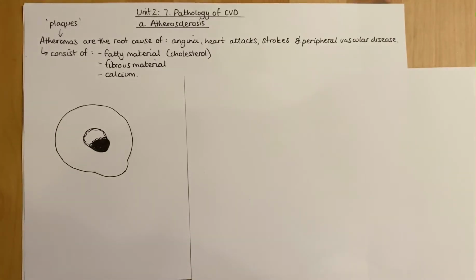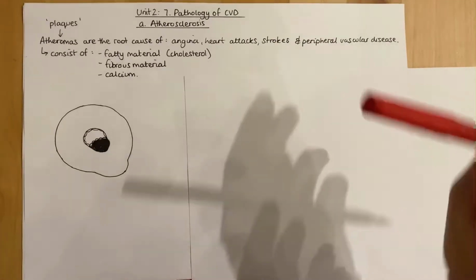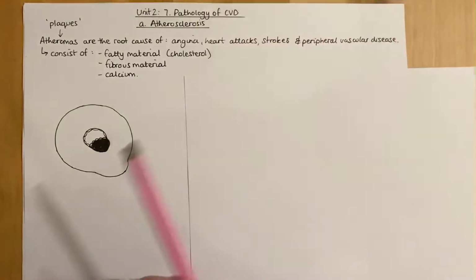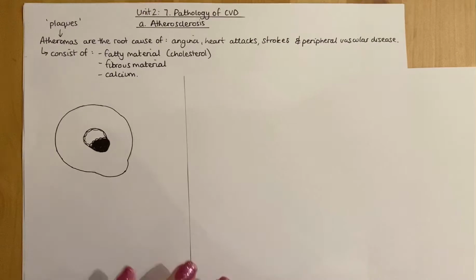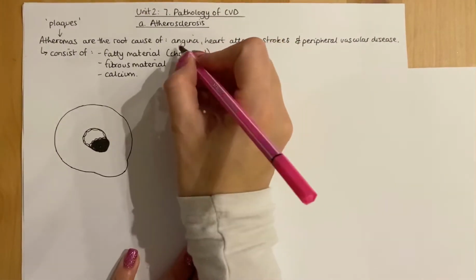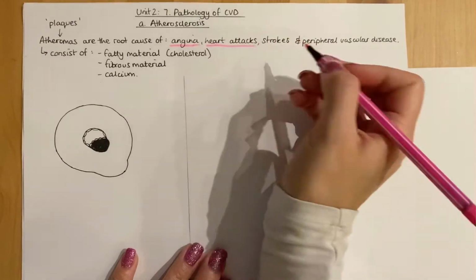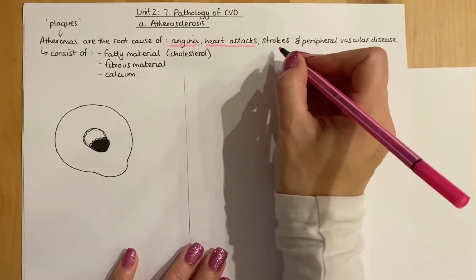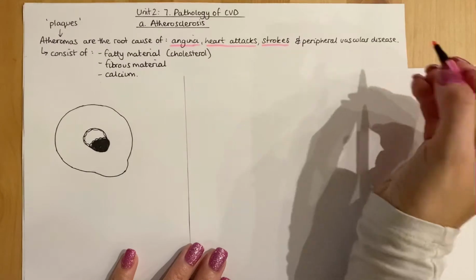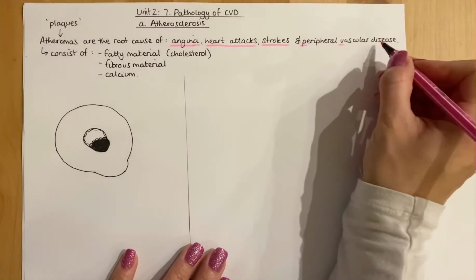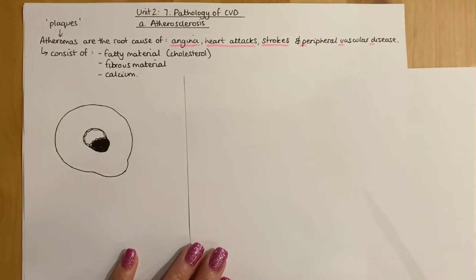So firstly, you need to know what an atheroma is, and it's sometimes referred to as a plaque. So atheromas are generally linked to all the different types of cardiovascular disease that we've talked about just in class. So angina is chest pain, heart attacks are something called myocardial infarctions or MIs, strokes are to do with the brain, and then peripheral vascular disease will be to do with the blood vessels that supply the legs and the arms.